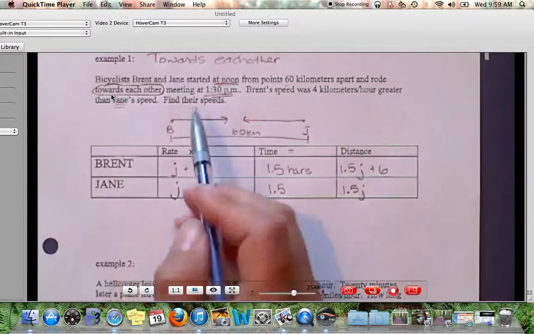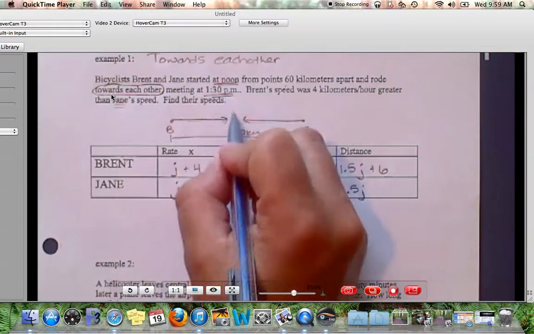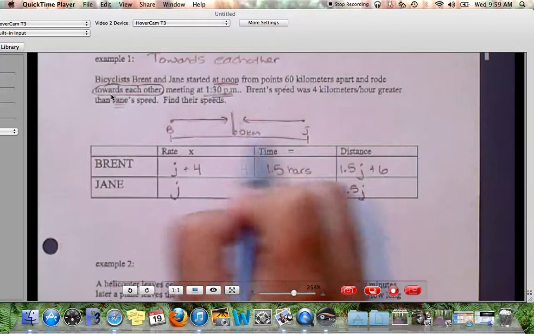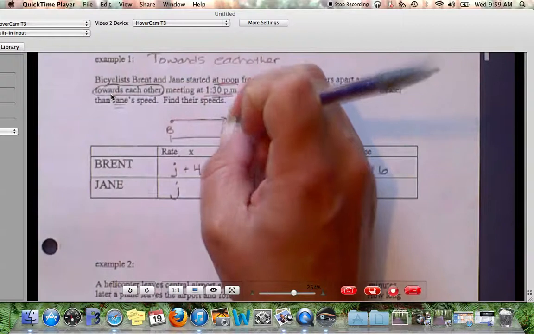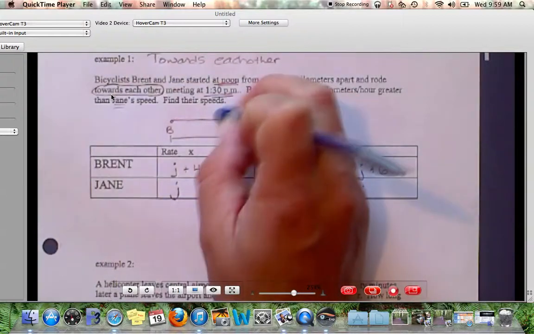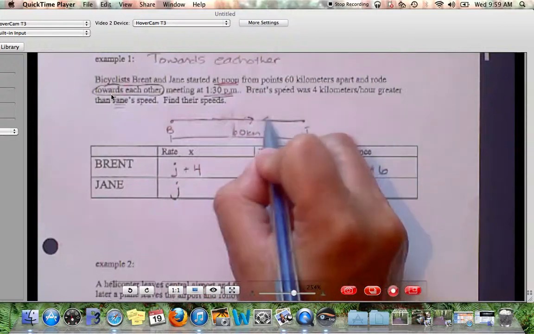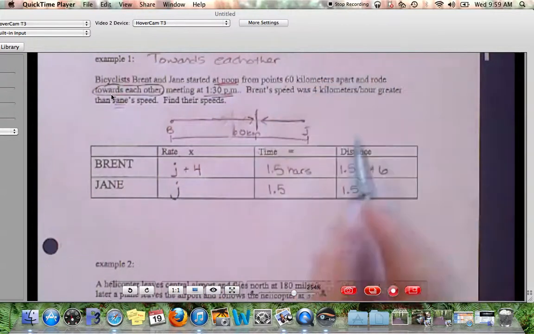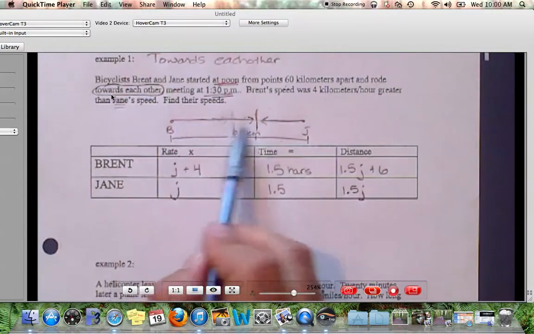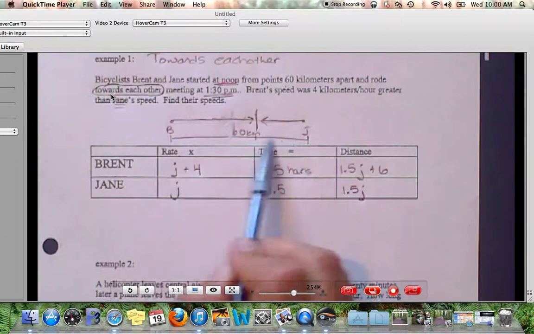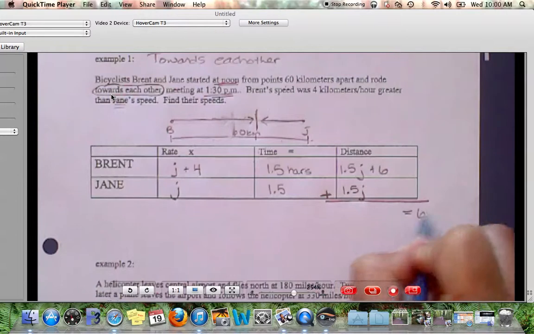So that means if I take Brent's distance and add it to Jane's distance, when they meet up at 1:30, which isn't going to be exactly in the center, that's the thing, is that Brent is going faster. So Brent will end up going further, because Jane's not going quite as fast. So we can't assume that their distances are each 30, but we do know that if you add Brent's distance plus Jane's distance, we should get this 60 kilometers. So we're going to add these two distances together. It should equal the 60 kilometers.